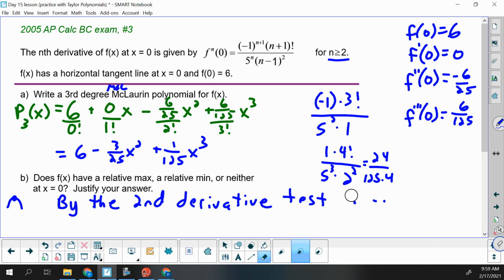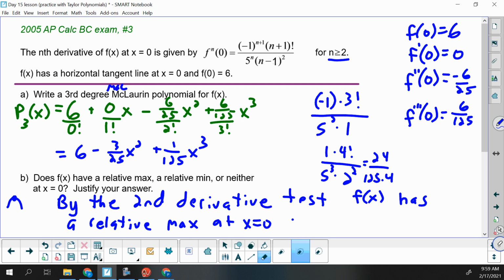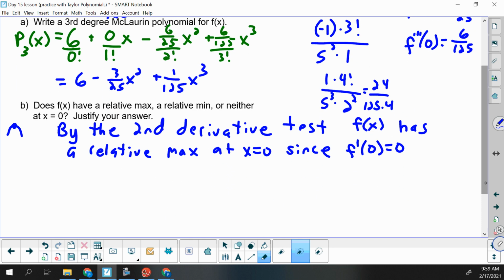F of x has a relative max at x equals 0, since f prime of 0 equals 0, and f double prime of 0 is less than 0.